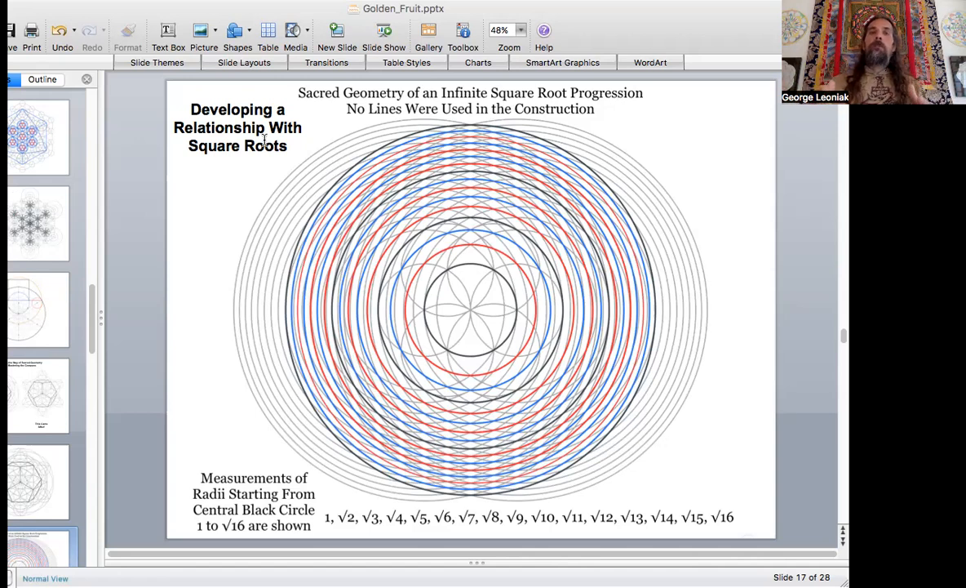The relationships of these circles have unique relationships with one another that are producing these sacred values, and they're going to interact and produce these sacred forms that we're working with.